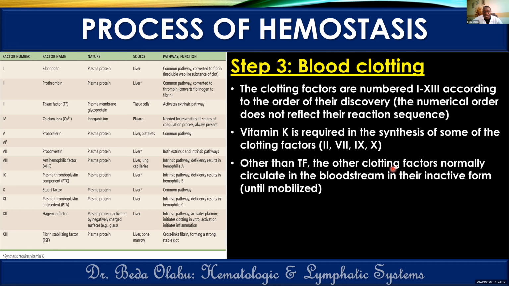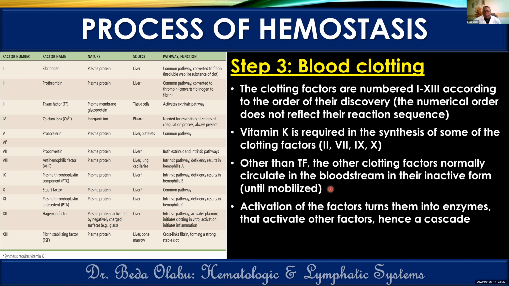Most of these clotting factors usually just circulate within the bloodstream in their inactive form until they are mobilized to function. And when they are mobilized to function, most of them become active enzymes. So in the reaction pathway, sometimes you'll see a factor written as, let's say, 7A and 7. When you see the 7A, the A stands for the activated form. Then the 7 is the one that is not yet activated.